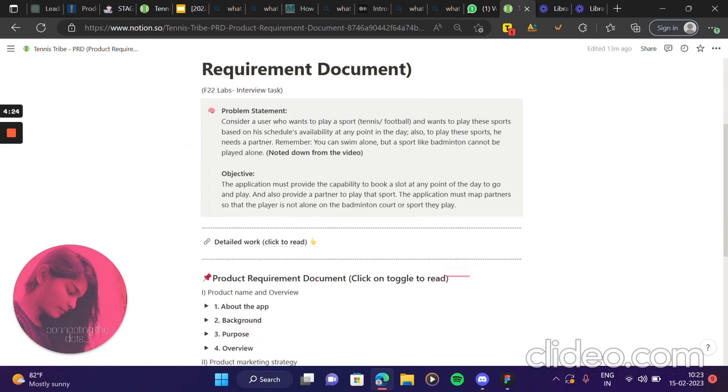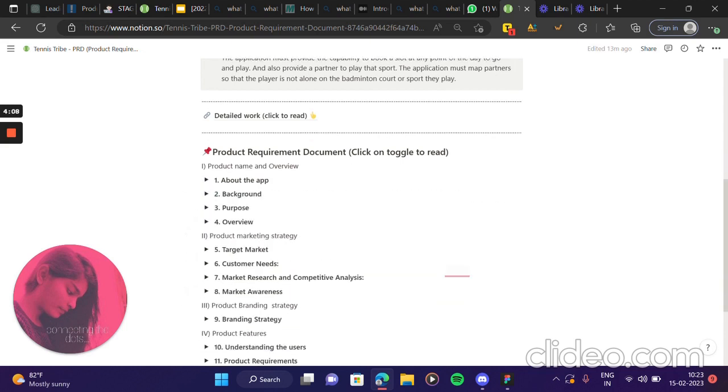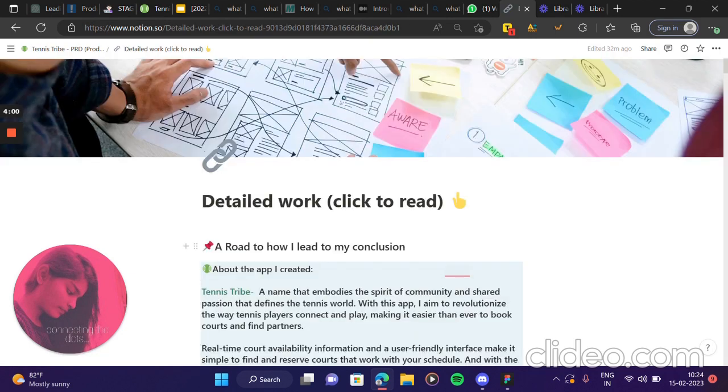So yeah, I'll quickly navigate you through the document for you to understand where you can find what. So here is the PRD, product requirement document. You can click on the toggle to read about it. Here I've mentioned everything. And on top of this, I also have a detailed work document. Click on this to get inside.